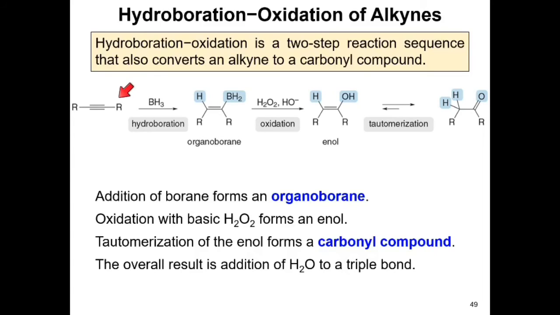So here we have an alkyne undergoing a hydroboration reaction, and this results in the formation of an organoborane. This organoborane undergoes an oxidation reaction in a basic hydrogen peroxide solution. And this reaction results in the formation of an enol, which then tautomerizes into a ketone. And so the overall result of this electrophilic addition reaction is the addition of water to a triple bond.